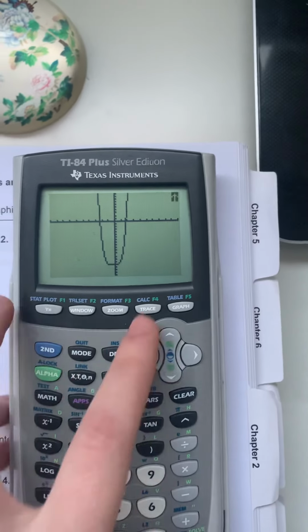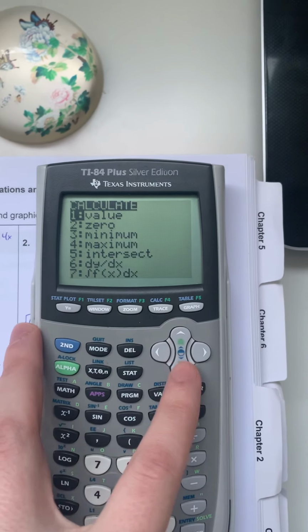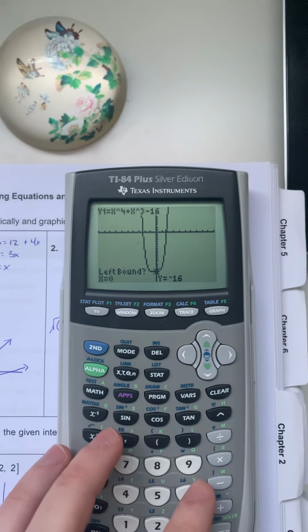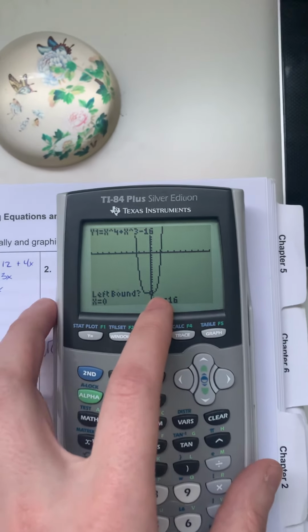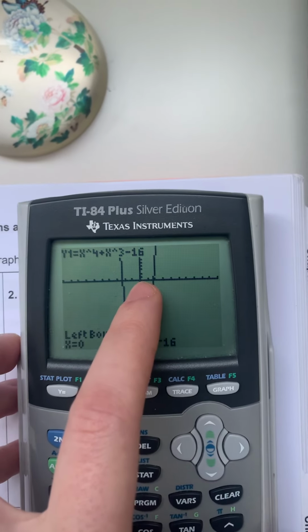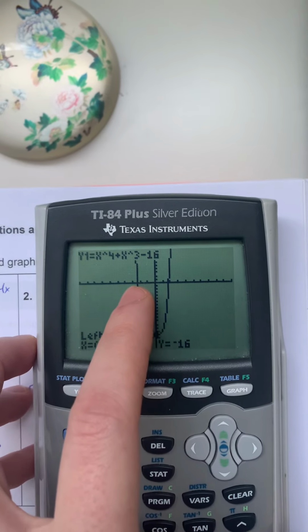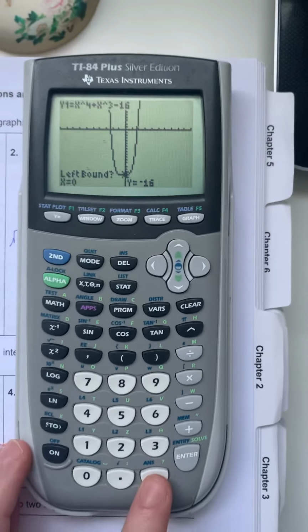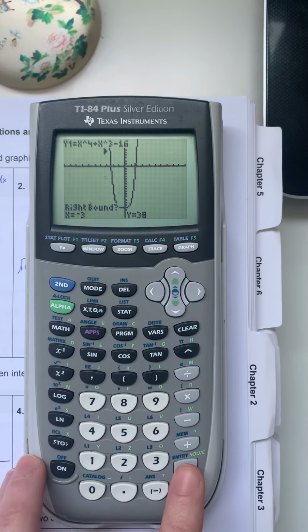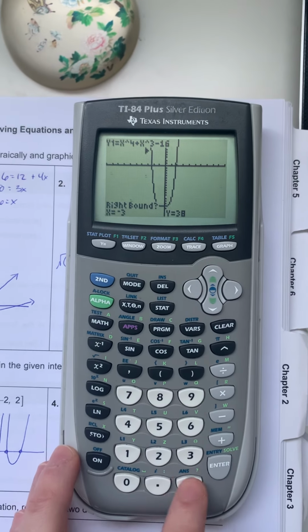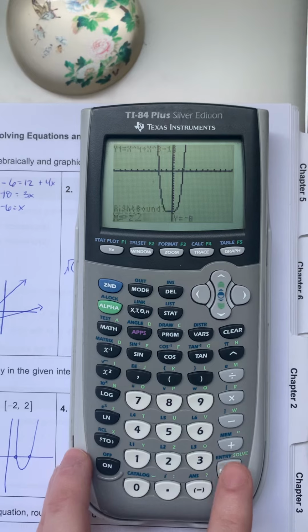So you're going to do second calc, and we're going to use the zero feature. So you can move, but your cursor starts down here. So it's much easier to just kind of look at this and be like, okay, this is -1, this is -2, this is -3. Let's start at x is -3. So just put in -3. And then for your right bound, we're going to put in -2.